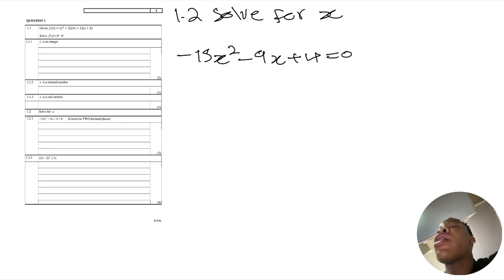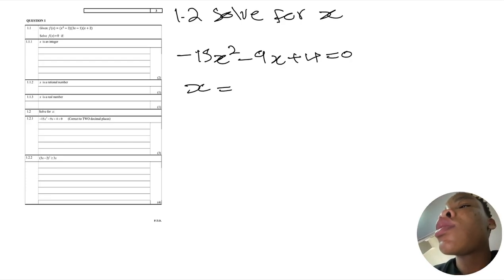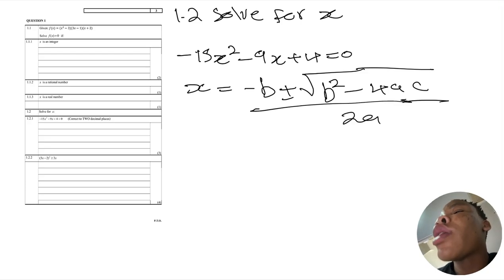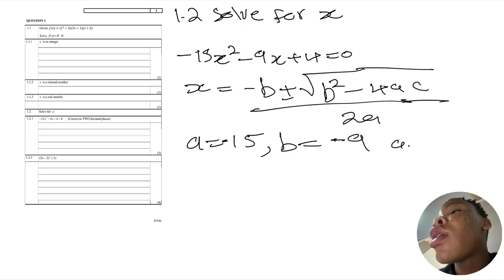So if you check this equation here, it will be very difficult for us to find factors. So we are going to use the quadratic formula, which says x is equal to minus b plus or minus the square root of b squared minus 4ac, divided by 2a. So a is equal to negative 15, b is equal to negative 9, and c is equal to 4.